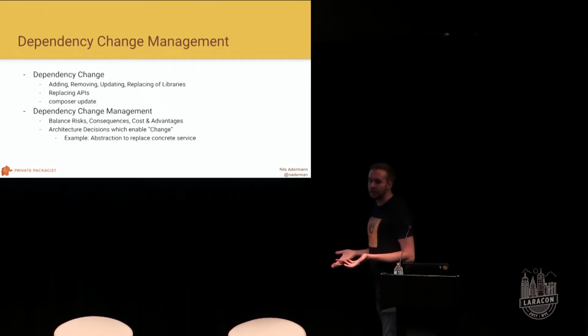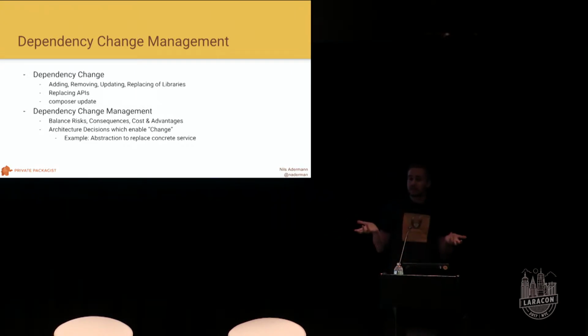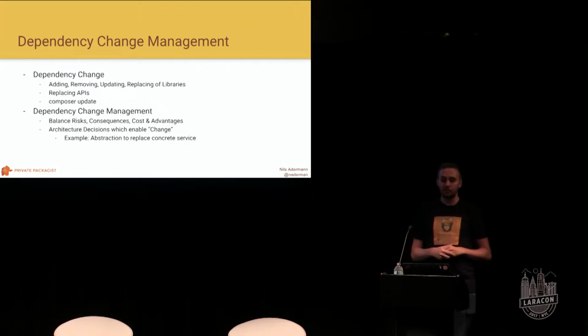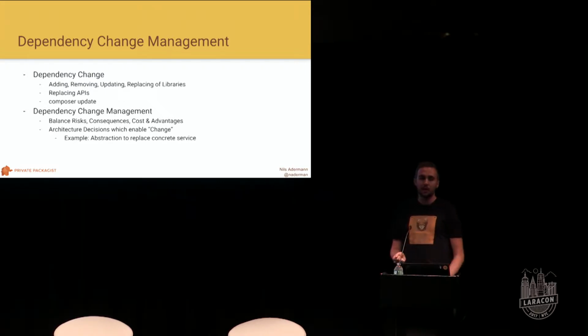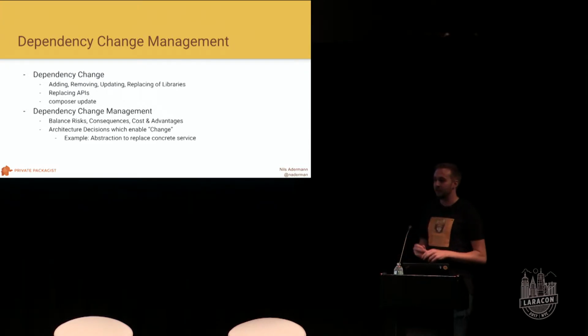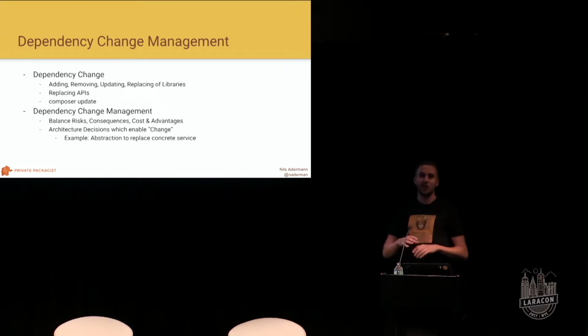So then dependency change management. Like I said, the change itself is trivial. It's just the adding, the removing, the replacing, the updating of individual libraries or services that you're using. Like replacing an API is also changing a dependency. You're changing dependencies whenever you run Composer update. And then the management of this change, and I don't mean change management when you Google this, you end up on Wikipedia, and it's this complex process.